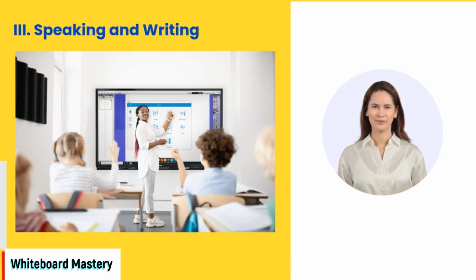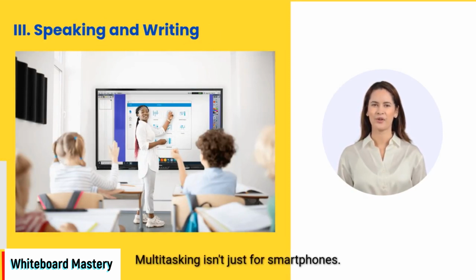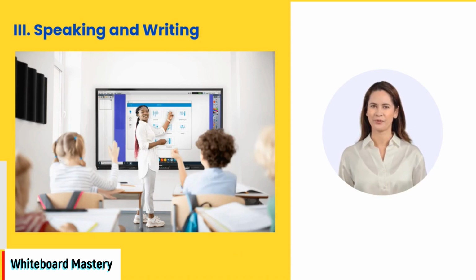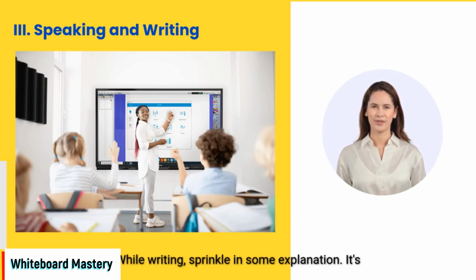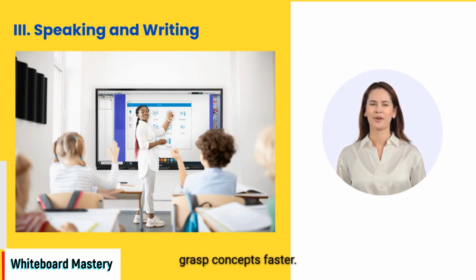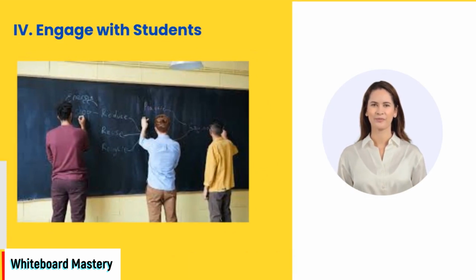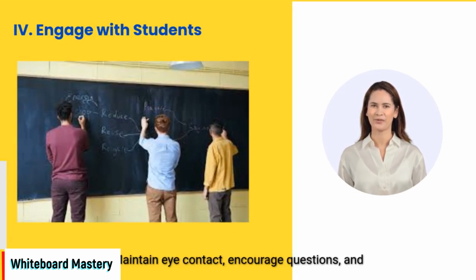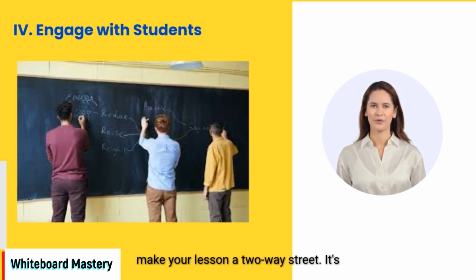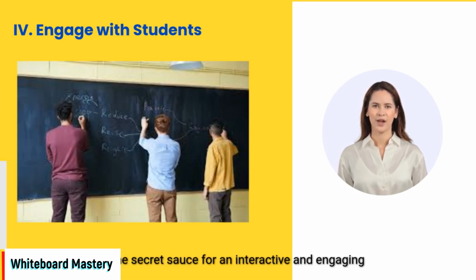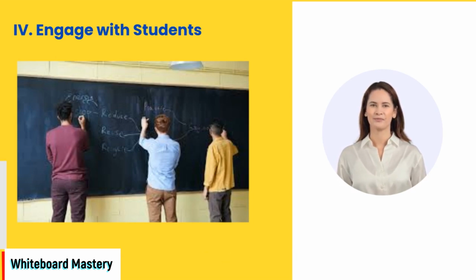3. Speaking and writing. Multitasking isn't just for smartphones. While writing, sprinkle in some explanation. It's like a dynamic tag team that helps students grasp concepts faster. 4. Engage with students. Break the invisible barrier. Maintain eye contact, encourage questions, and make your lesson a two-way street. It's the secret sauce for an interactive and engaging class.